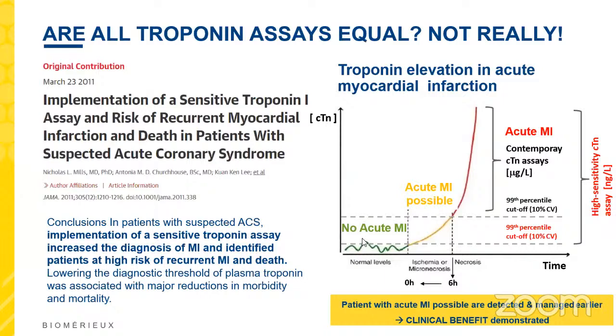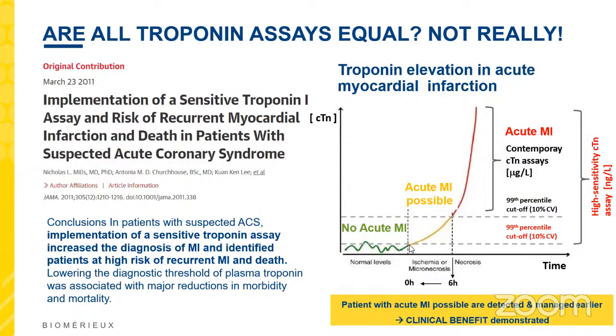Normal levels vary below, they stay within normal, just going up and down because other things are happening in the body. When you have a possible MI, it starts to rise. And then when you have an acute MI, it rises sharply. Now, this line over here shows the cutoff for a contemporary troponin assay. This lower line here shows the cutoff for a high sensitive cardiac troponin.